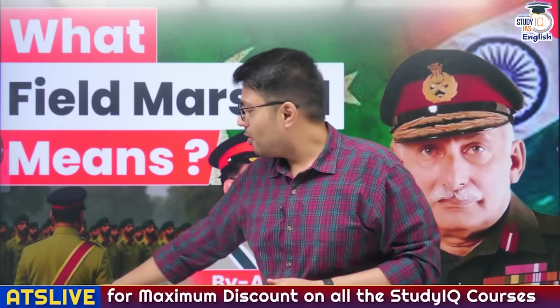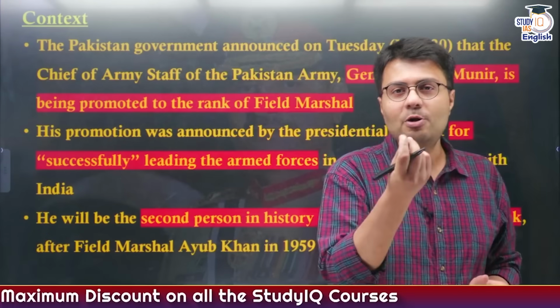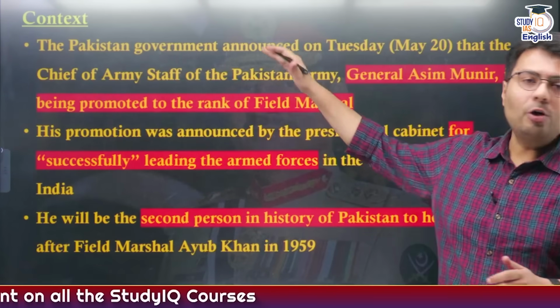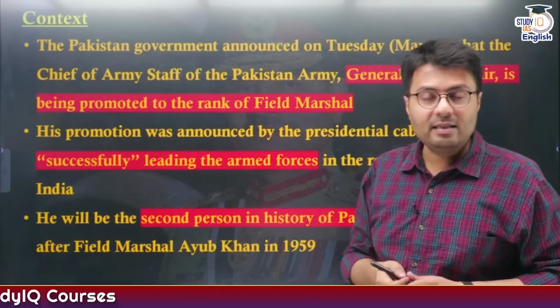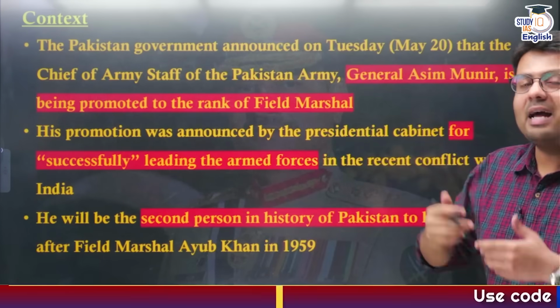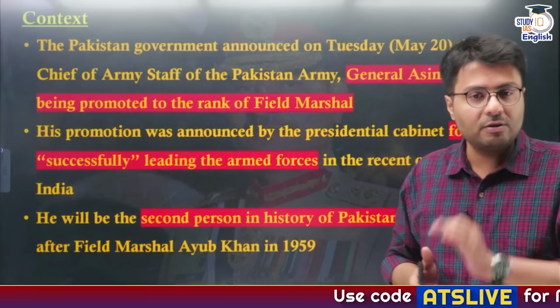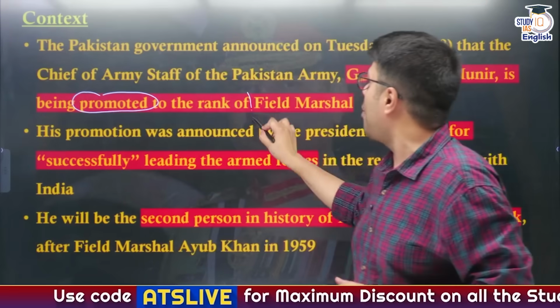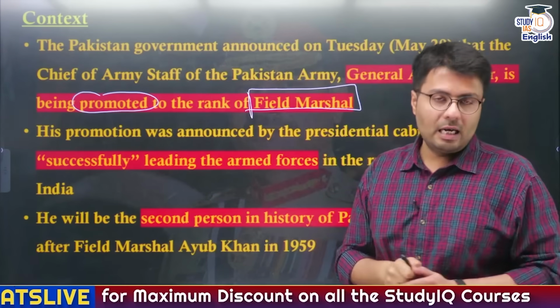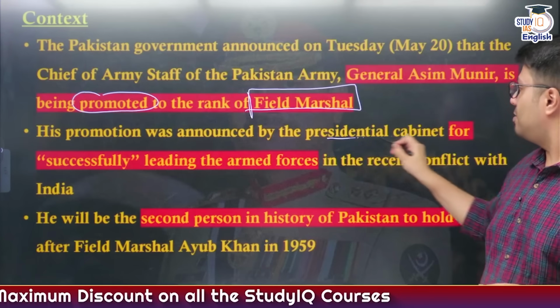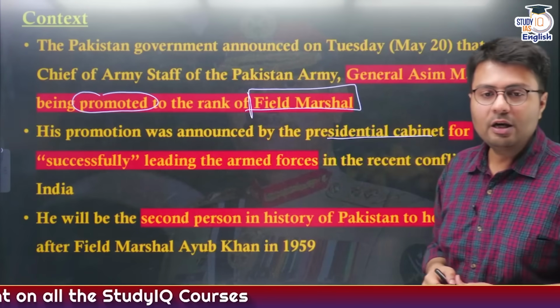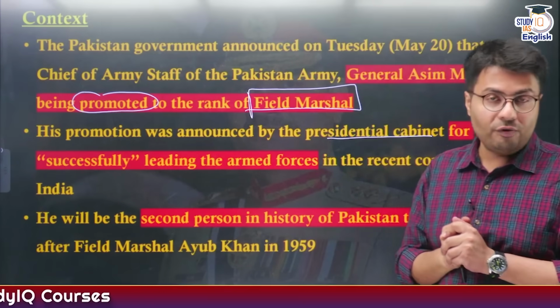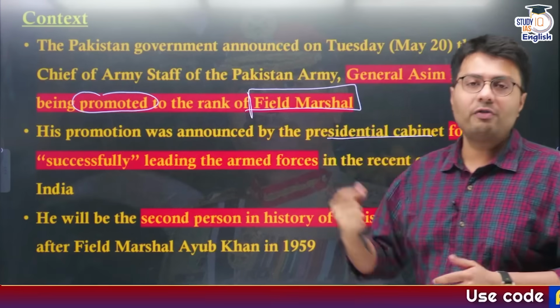Now let us start our today's discussion by knowing the context. First, what you need to understand is that the Pakistani government yesterday, that is on May the 20th, announced that its Chief of Army Staff General Asim Munir has been promoted to the rank of Field Marshal. This announcement was made by the Presidential Cabinet of the Pakistani government for successfully leading the armed forces of Pakistan in their conflict with India.